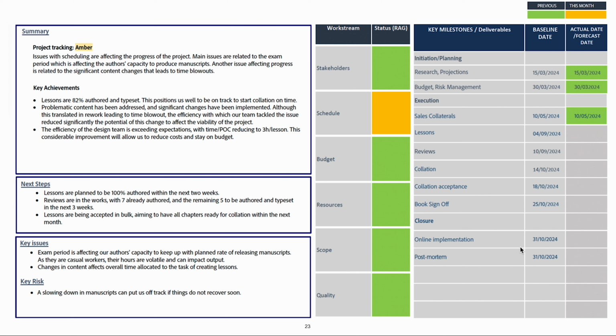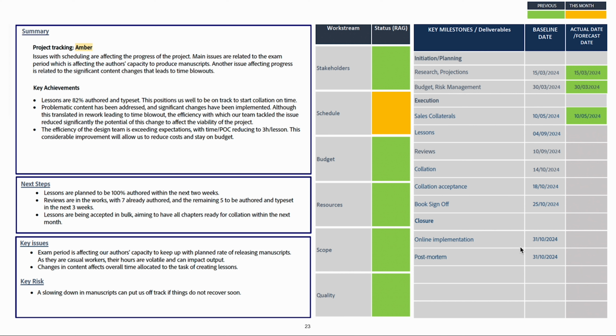Another issue affecting our progress is related to unforeseen significant changes in content that lead to time blowouts. These have not been accounted for and have the potential of creating a problem. In this report, we are currently in amber because of these changes. They required the design team to rework specific lessons, blowing out our time.